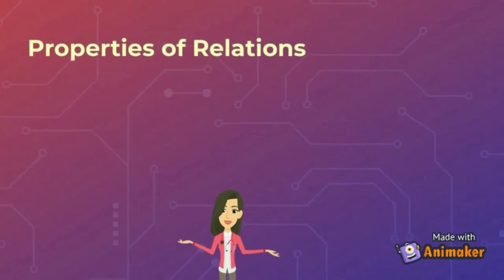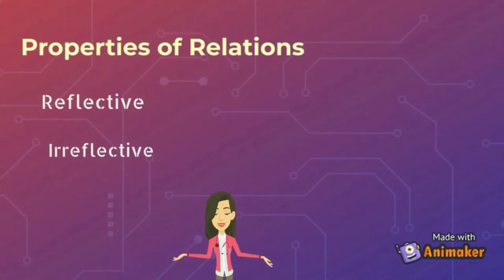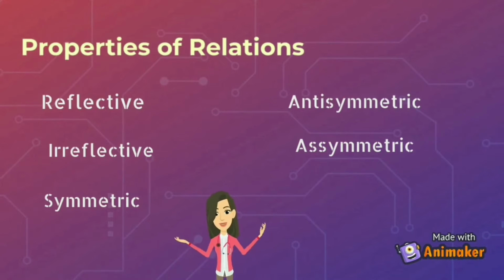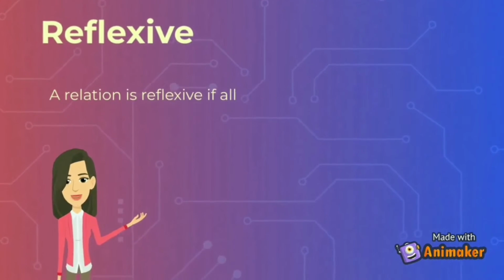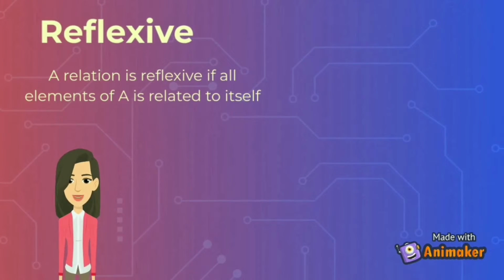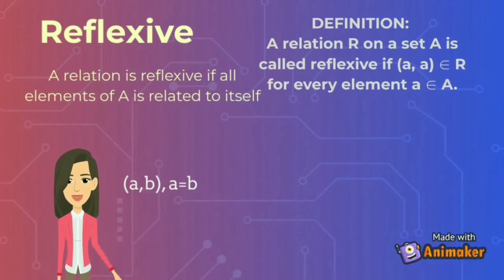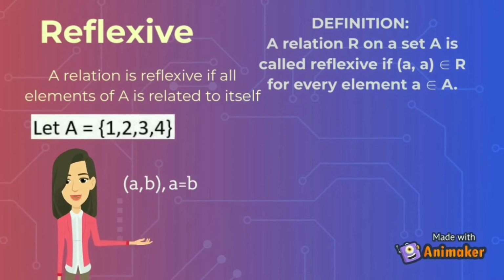Properties of relations: I'm going to talk about reflexive, irreflexive, symmetric, antisymmetric, asymmetric, and also transitive. Let's see what is reflexive. To know if a relation is reflexive or not, our R must consist of all pairs where the first element in the pair and the second element in the pair are equal to each other.